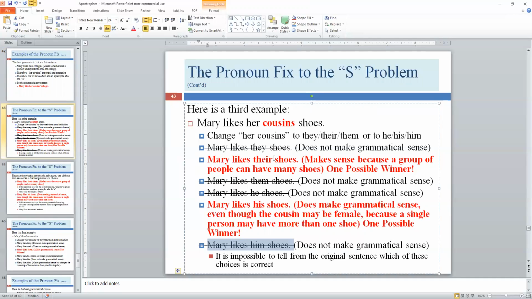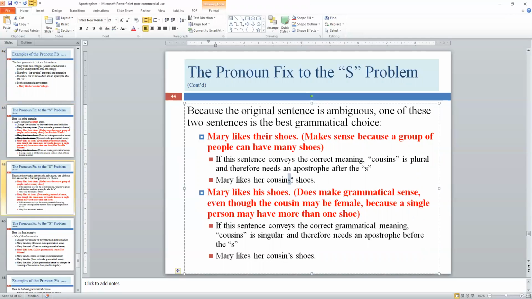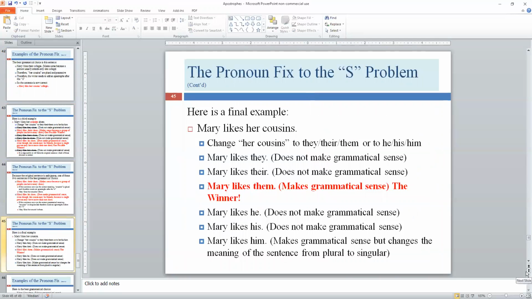Or she could have 4 cousins each who have 3 pairs of shoes, so there's 12 pairs of shoes or 24 shoes. So we mean plural cousins. Mary likes her many cousins' shoes. This is inherently ambiguous. The apostrophe actually resolves the confusion, because if we put it S apostrophe, the reader knows there's lots of cousins, they have shoes. Or it could mean there's one cousin and he has more or she has more than one shoe. We don't know. The writer is going to help us resolve this ambiguity by how he places the apostrophe.